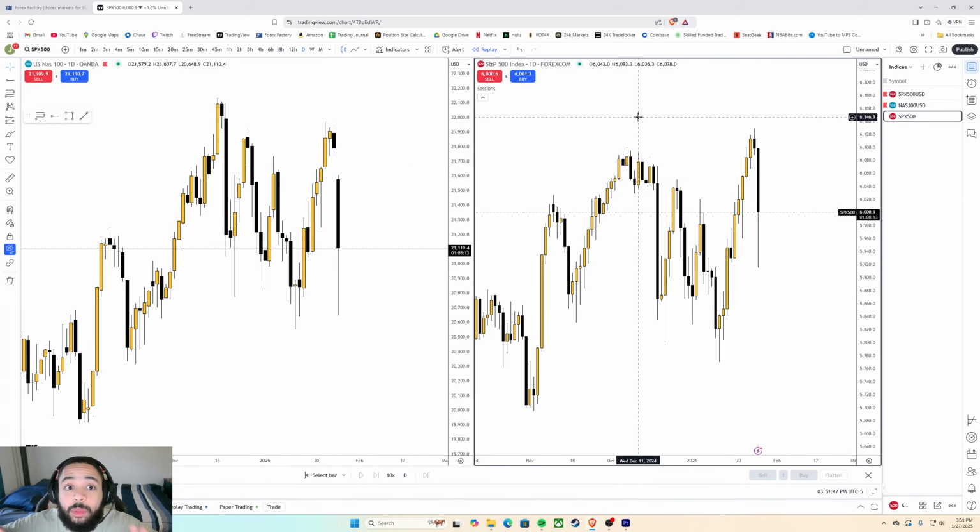This is normally how I have my setup on TradingView. I usually have both the NAS100 and the S&P side by side on the same screen because these are the only two pairs that I trade. I look at both of these pairs from 9:30 a.m. Eastern to 11 a.m. Eastern. That is the range in which I'm looking to take trades. You can see this is where price is at.